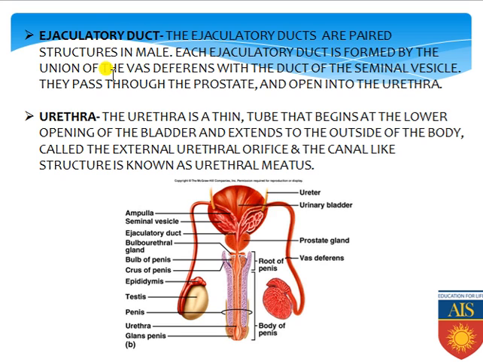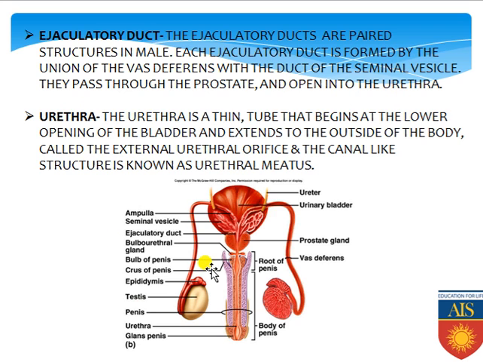Going for the next slide. This is the slide where it is written about the ejaculatory duct. What is that? The ejaculatory ducts are paired structures in the male. Each ejaculatory duct is formed by the union of the vas deferens with the duct of the seminal vesicle. They pass through the prostate and open into the urethra.